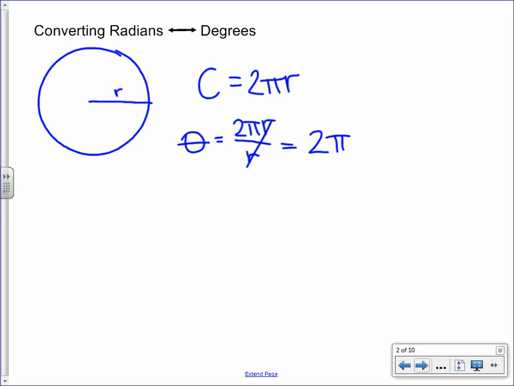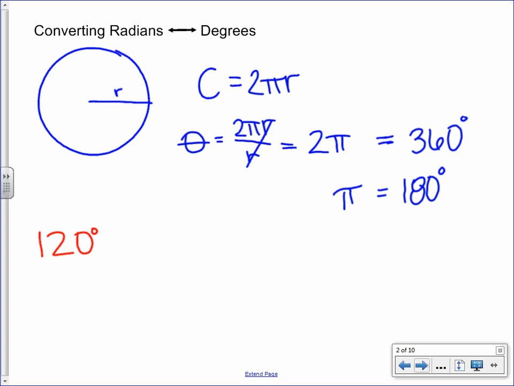This also means that it is the same as 360 degrees. If 360 degrees is the same thing as 2 pi radians, then 180 degrees would be the same as pi. And that is the fact that we use to help us convert from degrees to radians, radians to degrees. So that's the first thing that we are going to remind ourselves of.